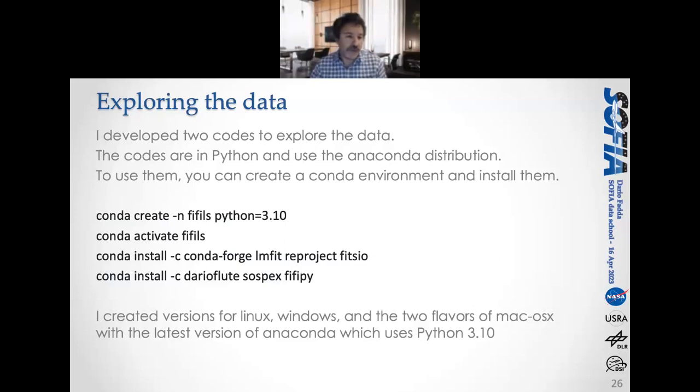If you have any version of Anaconda you want, you can create an environment using Python 3.10, which is the one that is used nowadays. Essentially, as I did before with SOFIA Redux, I activate this new environment and install a few things that are needed. These are codes for minimization, for reprojection, and FITS reading that are found in the conda-forge distribution. Then you can go in my channel and install Suspect and FIFI-LS. This takes a little while, but when you have it and you go in this directory, you can actually run this code.